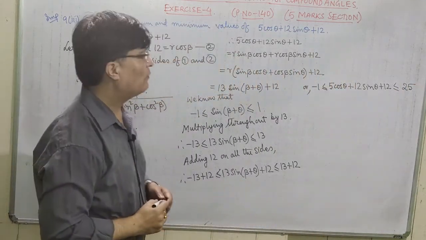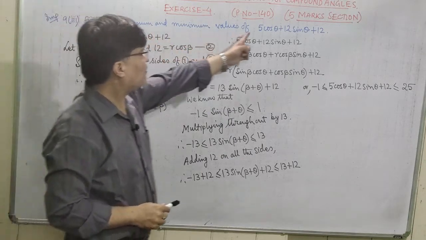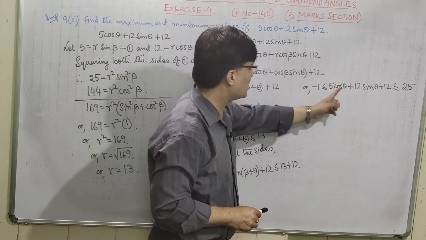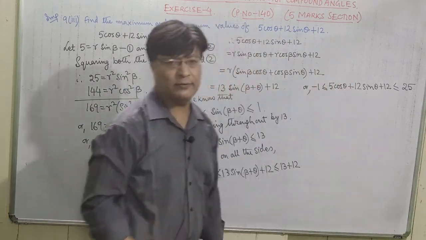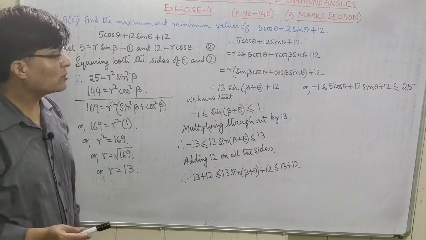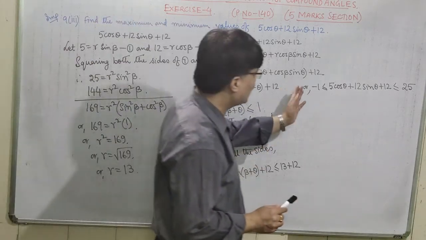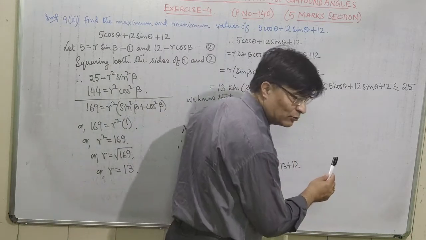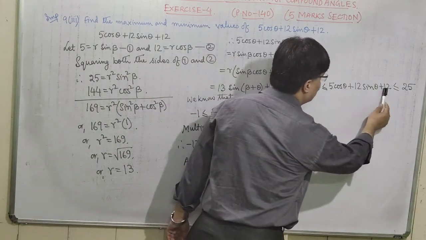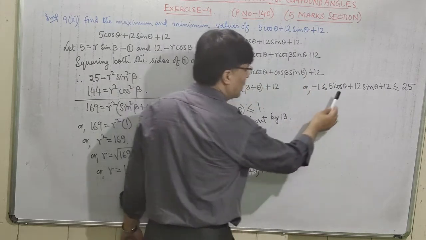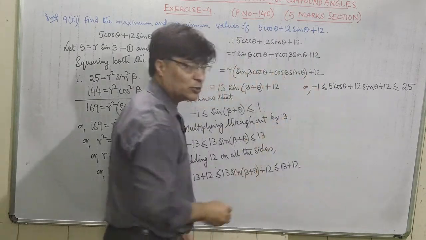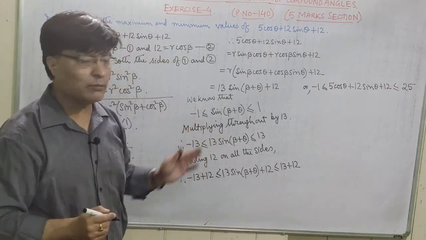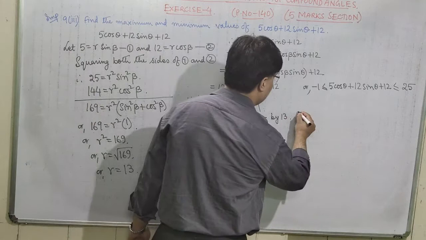That is, 5 cos theta plus 12 sin theta plus 12 is the given expression, and this given expression lies within -1 and 25. That means, what is the maximum value of this expression? It is 25. And what is the minimum value of this expression? It is -1. Is that clear? So we have got both maximum and minimum values of the given expression.